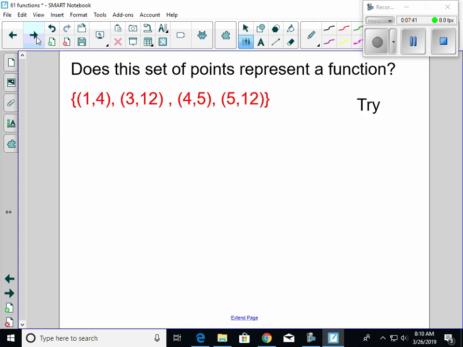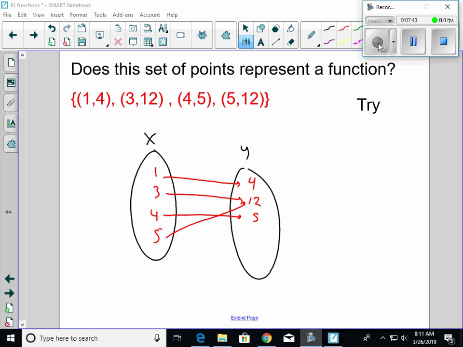Okay, please try this one. Okay, looking at this mapping diagram, each x has one y. This is okay, so yes, this is a function.